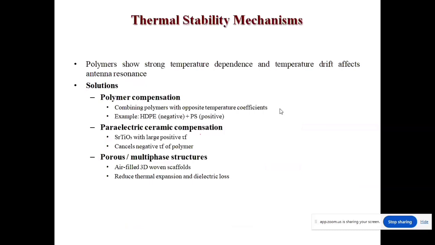And the thermal stability mechanism. A polymer shows strong temperature dependence, and the temperature drift affects the antenna resonance. It's a problem with the polymer.